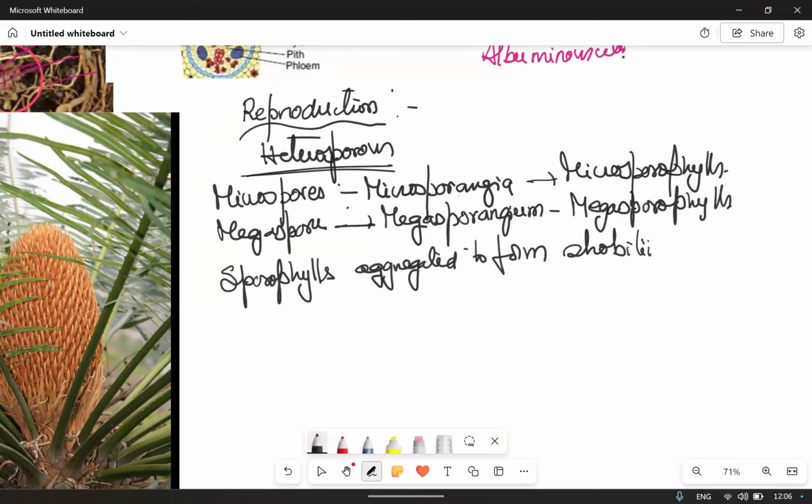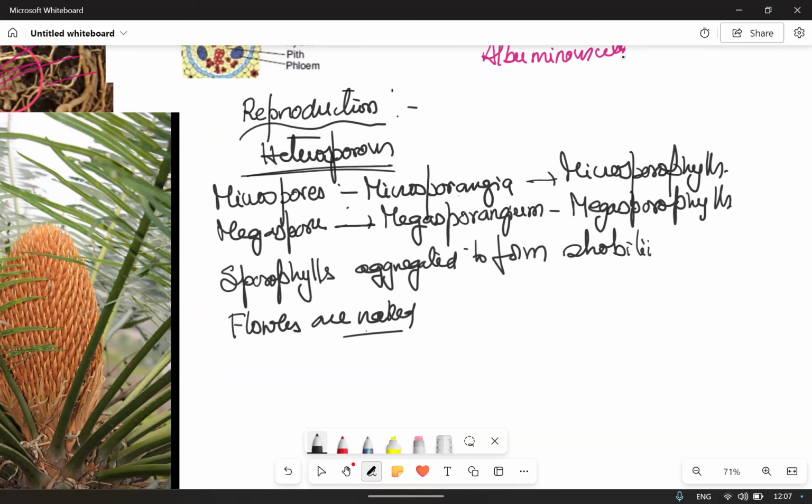Okay. So flowers are naked except in Gnetum. What is the meaning of naked flowers? Seeds are naked, we have seen now. Because the megasporophyll is open, that's why the ovules are exposed. There is no ovary at all. There is no fruit at all. That's why the seeds are naked seeds, open seeds.